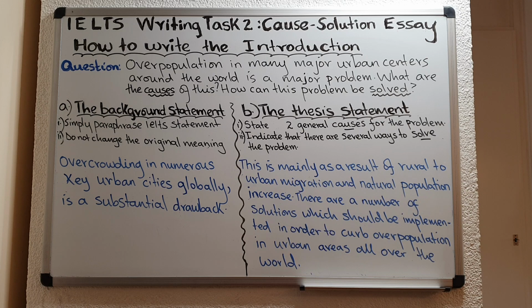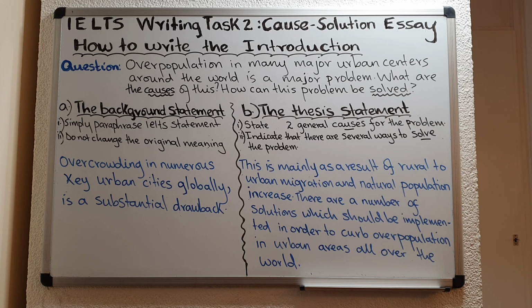So I have identified 2 causes of overpopulation, and that is rural to urban migration, and the second one is natural population increase. So that is what you should do in the first part of your thesis statement when it comes to your cause solution essay. Write 2 causes for the problem. After that, you move on to the second question, and that is, how can this problem be solved?